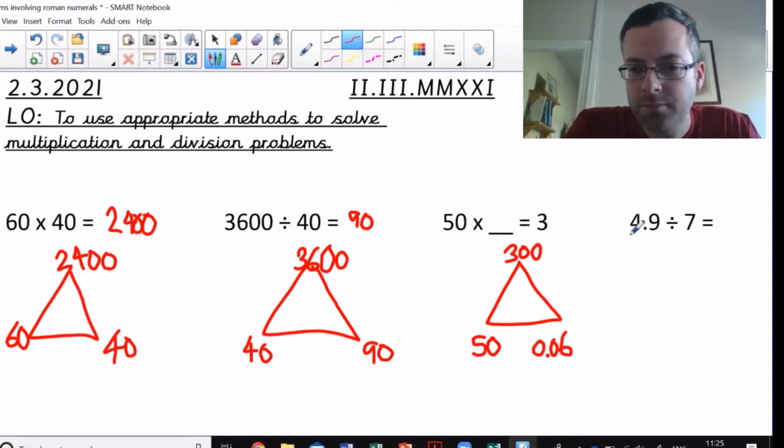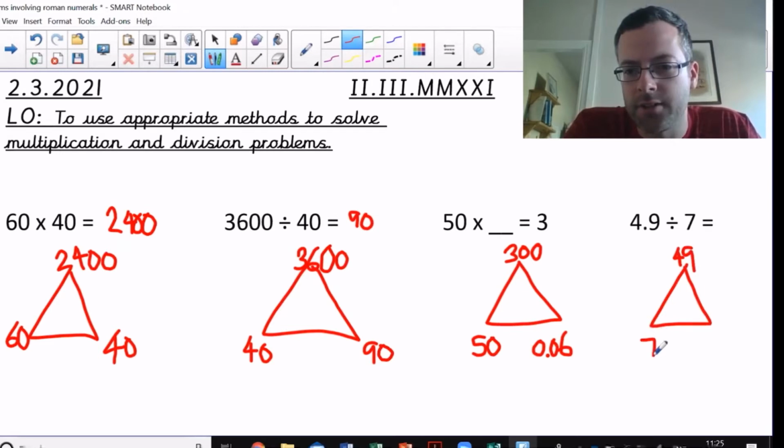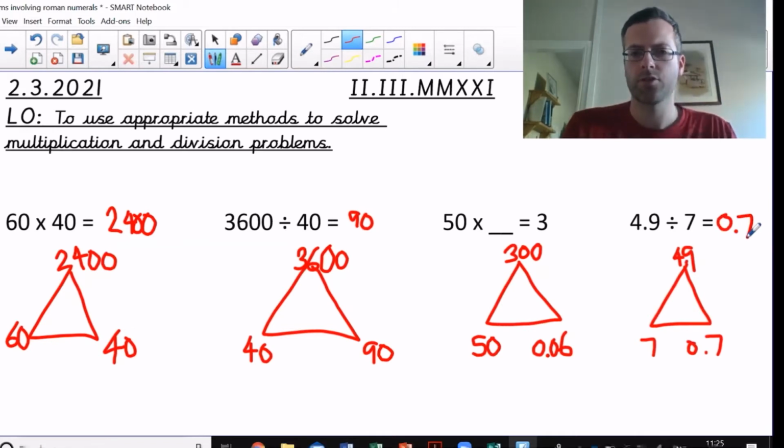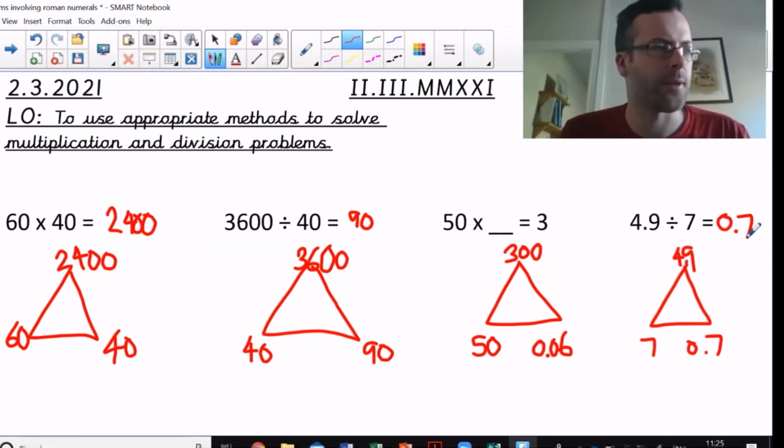We'll crack on. 4.9 divided by 7 looks a lot like 49 divided by 7, which I know is 7, but that's got to be 10 times smaller. So that one's got to be 10 times smaller. So my answer is 0.7. Straightforward? I think so.